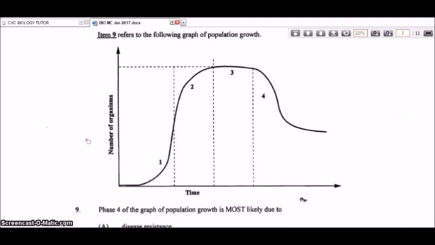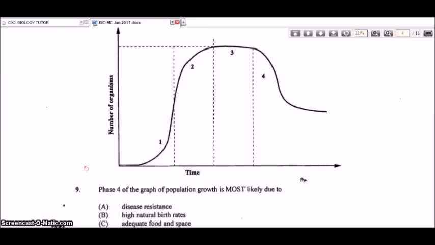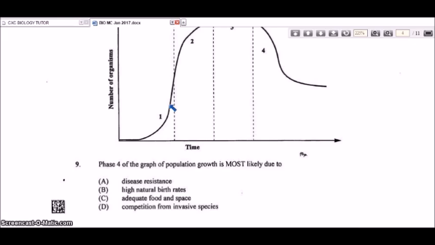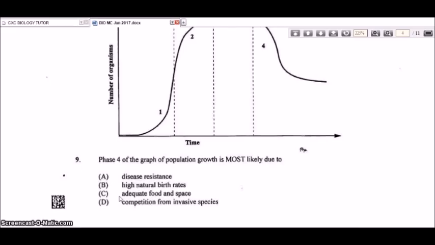Okay, item 9 refers to the following graph of population growth. Phase 4 of the graph of population growth is most likely due to, so looking at the graph, you can see there's an increased number of organisms, and then it starts to level off around 3, and then at phase 4, you're seeing a decline in the number of organisms. So that would have to be because of the competition from invasive species. So out of those options they are provided, it would have to be the competition from invasive species.